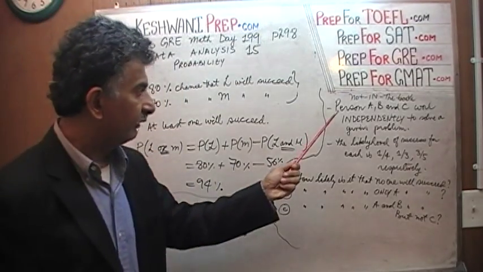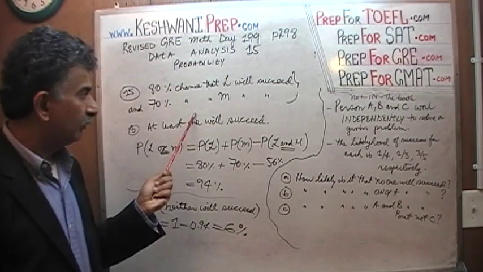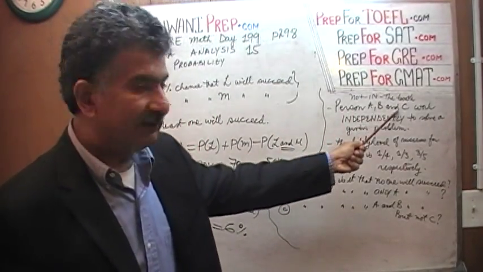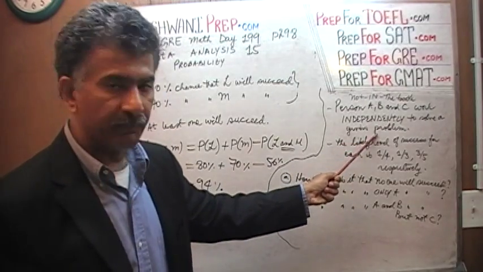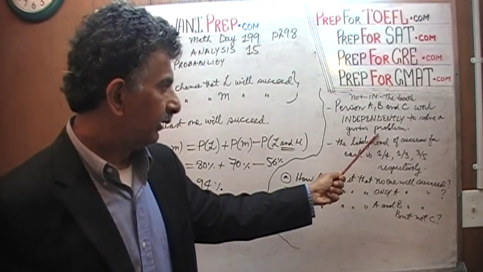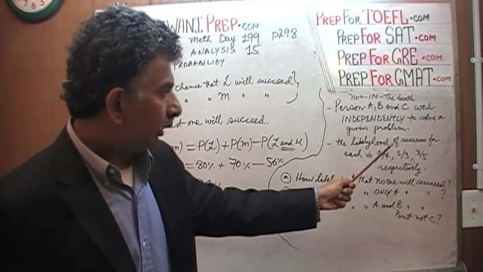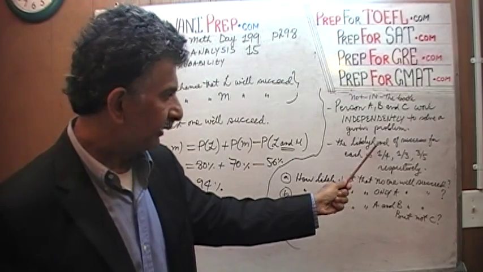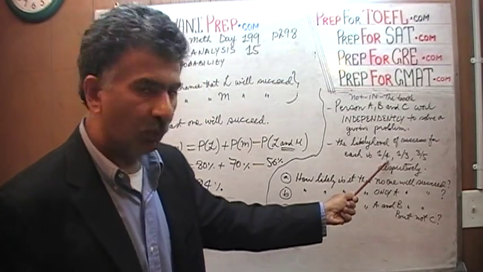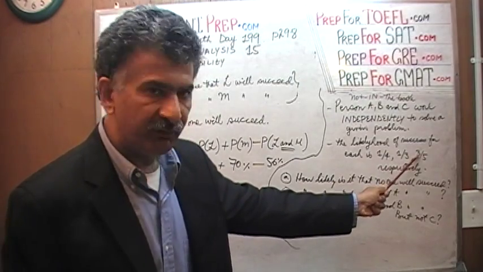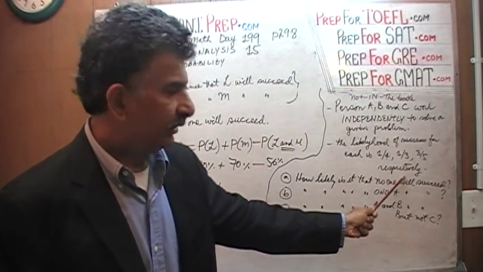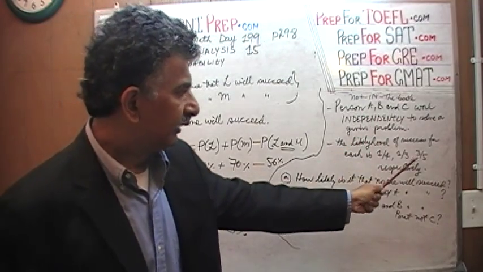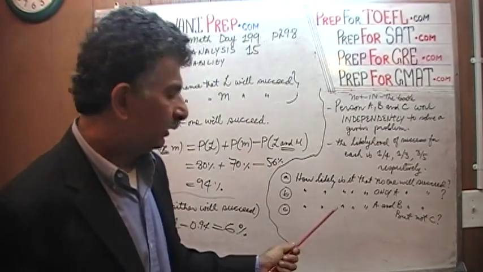So here's the problem. It's very similar to this one, except here we have 2 people, L and M, and here we have 3 people. Persons A, B, and C work independently to solve a given problem. It is very important that they work independently. The likelihood of success for each is 1/4, 1/3, and 3/5 respectively. In other words, chances are 1/4 that A will succeed, chances are 1/3 that B will succeed, chances are 3/5 that C will succeed.